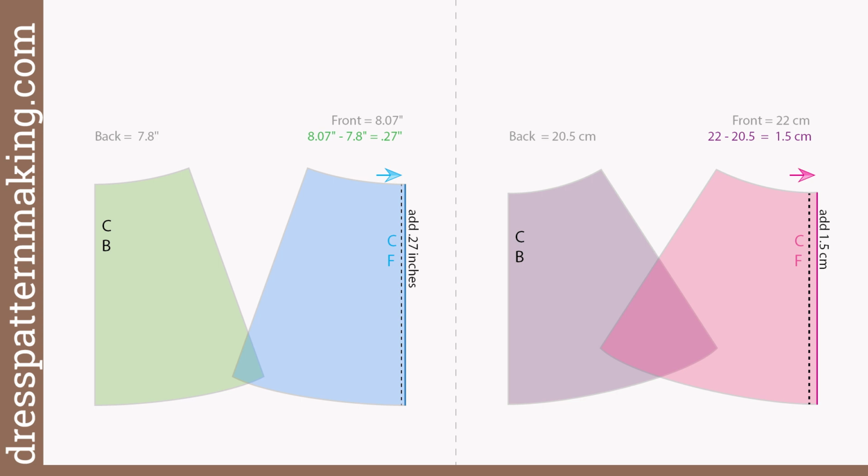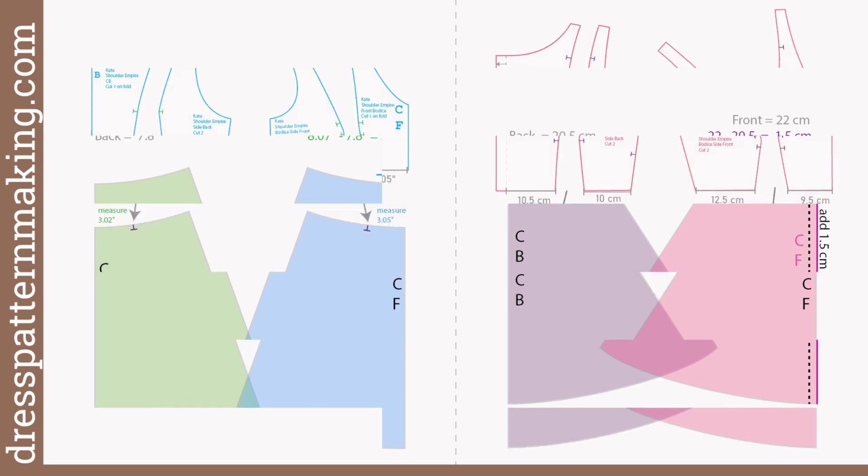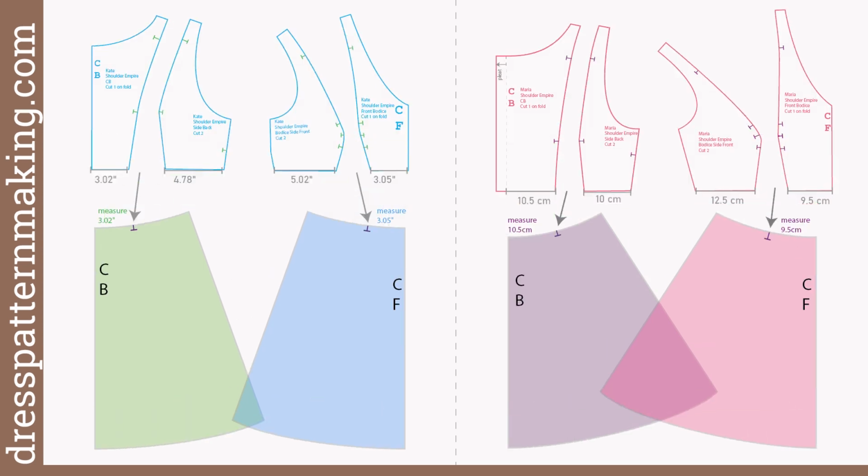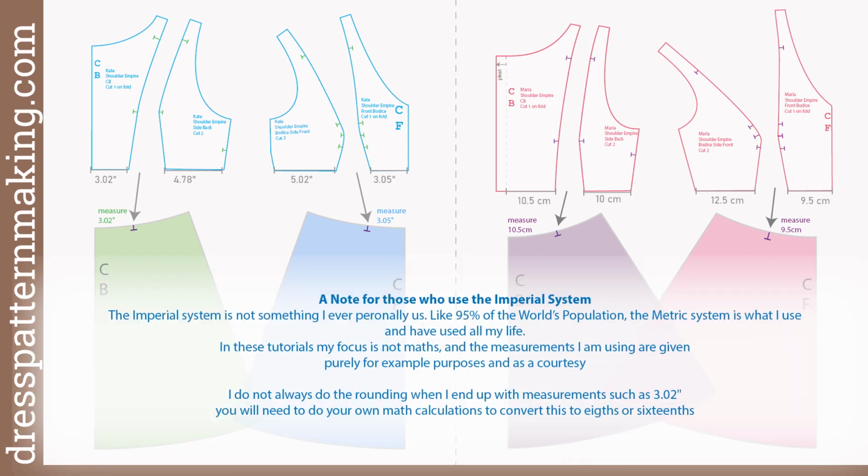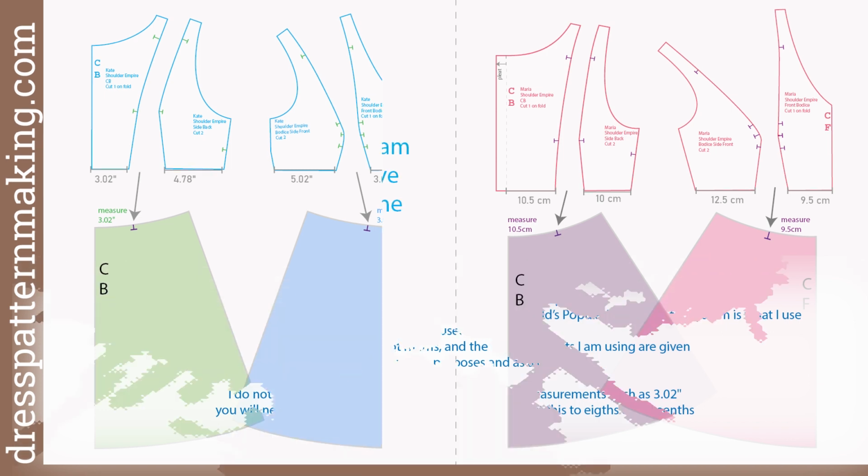Looking at my block, I'm adding 1.5 centimeters past the center front and redrawing a new center front line, shown in pink. If your front measurements were less than the back, then you would shave off that difference from the center front rather than adding to it. That original center front line that was traced from the back is not shown. It's no longer relevant. It was just a guide and it's gone. Mark notches at the empire line to help construction for both the front and back pattern pieces.